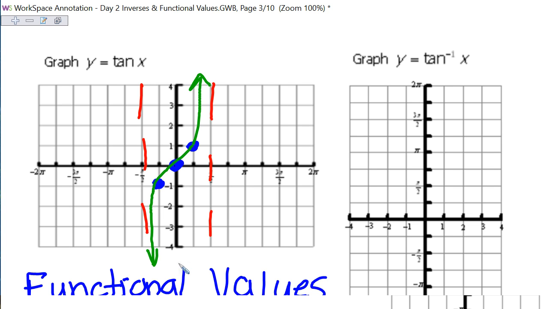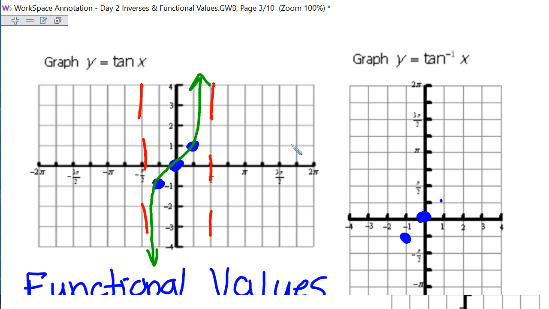Now graphing that inverse, let's see, that leftmost point is negative pi over 4, negative 1. So what would the inverse point be? Negative 1, negative pi over 4. 0, 0, when you flip it around, it's still 0, 0. Pi over 4, 1. What would the inverse point be? 1, pi over 4.